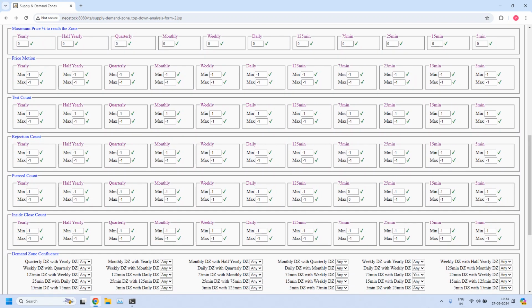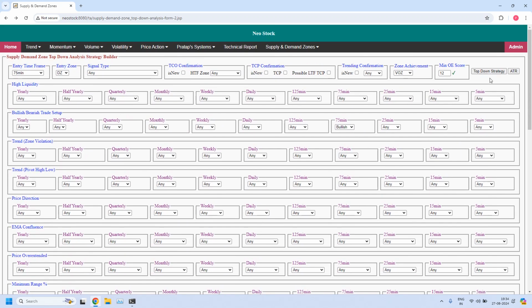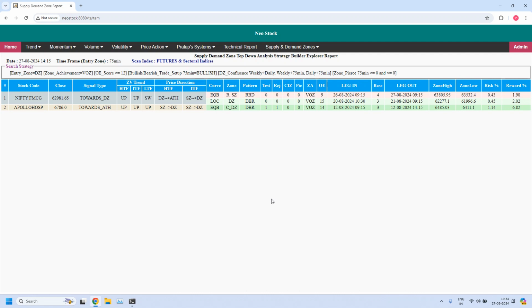So already the 75 minutes demand zone with daily demand zone is enabled here in this filter. Now 75 minutes with weekly is also enabled, and the daily demand zone and weekly demand zone is also enabled. With all the 3 filters, 2 stocks are filtered.